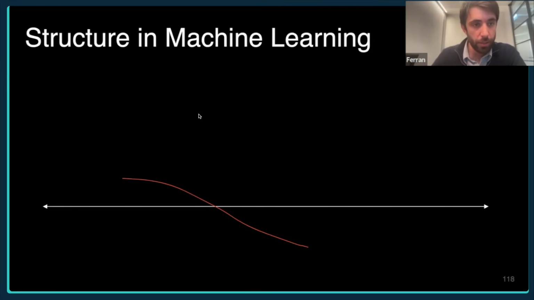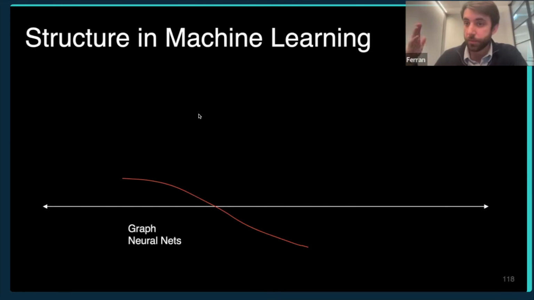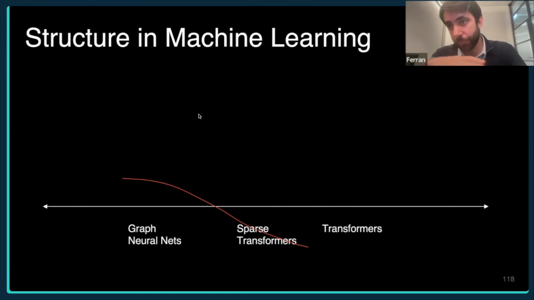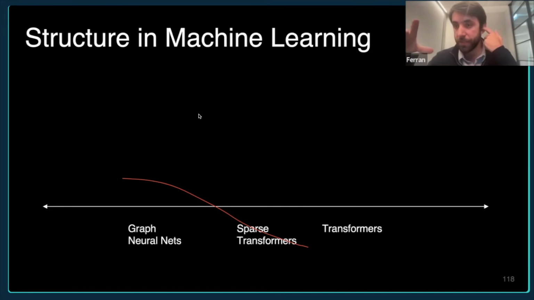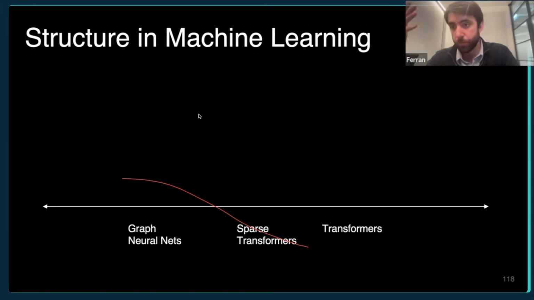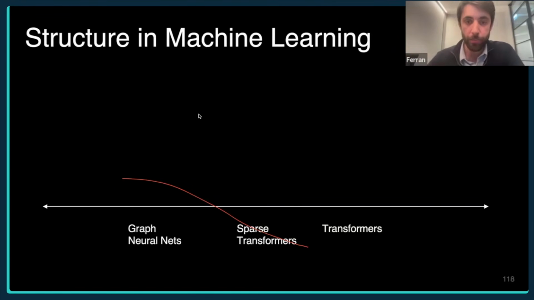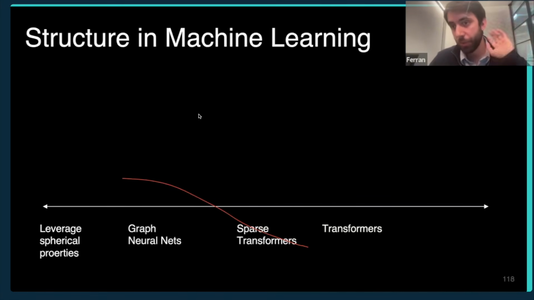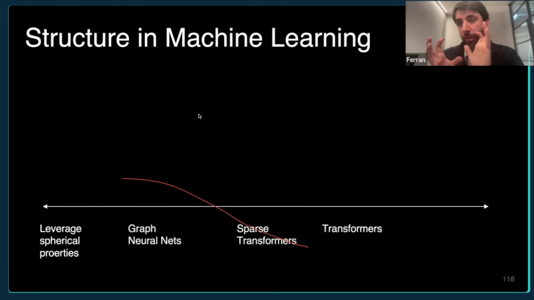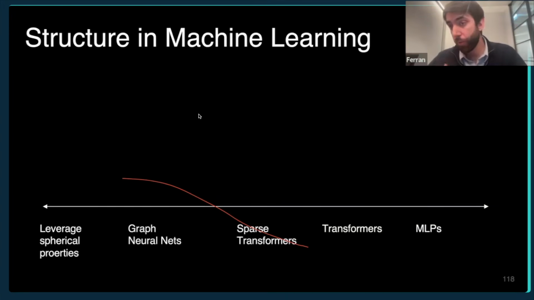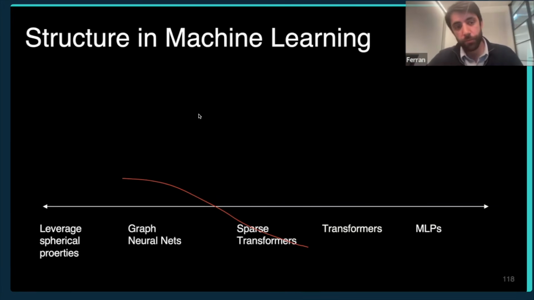So let me conclude. The first story is, again, structure in machine learning. We've seen different types of structure. We've seen graph neural networks and a sparse transformer. There are people in the community that have used just a vanilla transformer with several patches, like Huawei, for instance, with a paper called Pangu Weather. There have been other works at NVIDIA using Fourier neural operators. So there is really a spectrum of things you could do. You could even leverage spherical symmetries that we are not leveraging. The graph that we were creating lives on a sphere, and we were not leveraging that, and we could have done some things more like this. Or we could do just vanilla MLPs.